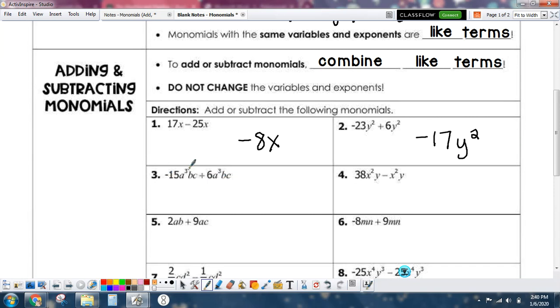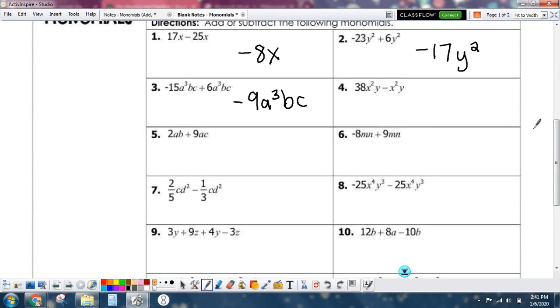Same idea here. Our variables are a cubed, bc, a cubed, bc. So I'm just looking at the numbers in front. Negative 15 plus 6, negative 9, and then a cubed, bc. For number 4, we have 38 x squared y minus x squared y. Remember, this is like saying we have 1 here. So I'm doing 38 minus 1, and that gives me 37 x squared y.